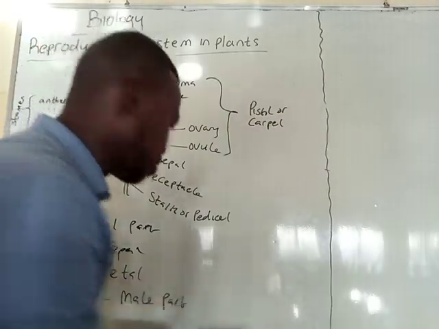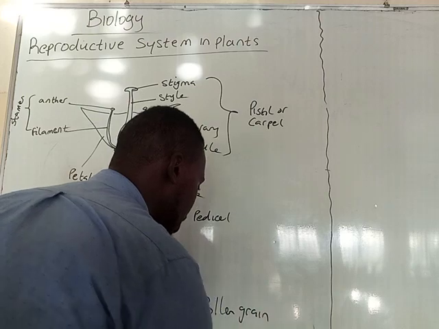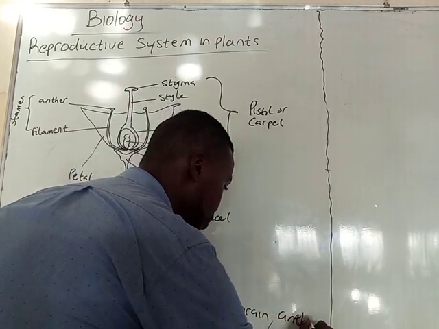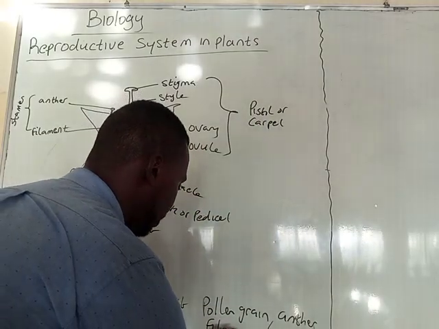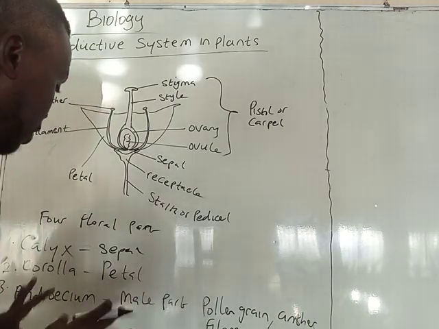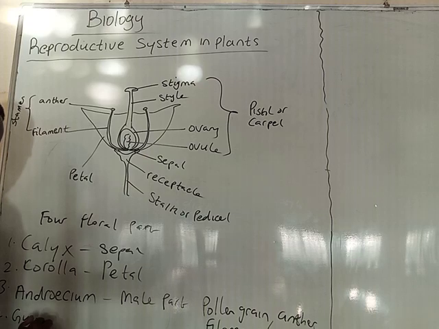So let me just spread it out. Let me write pollen grain. Okay, pollen grain. The anther. The pollen grain is in the anther. And we have the filament. This is the male part of the flower. Then lastly, number 4, we have the gynecium.